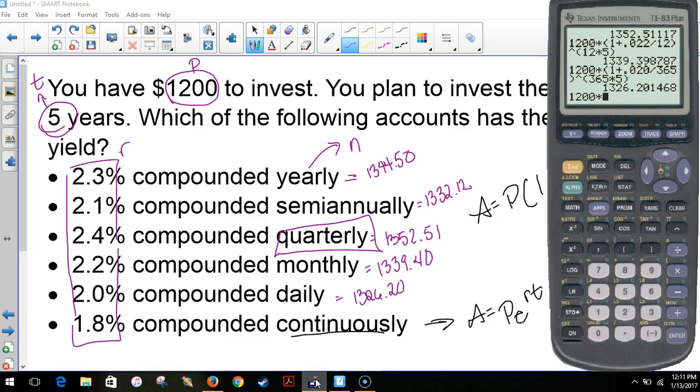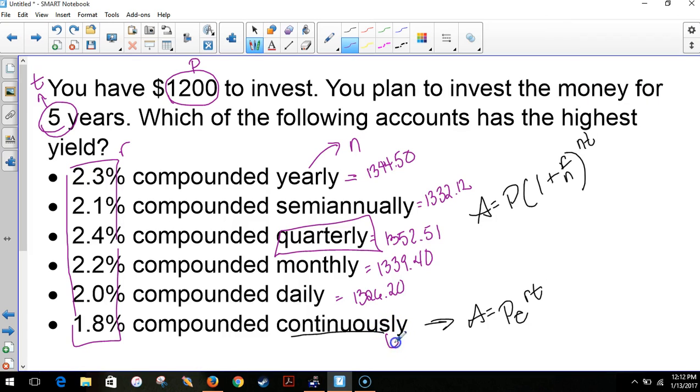P times E, which will be second ln, our rate, 0.018 times T, which is 5, and that one is 1313.01. Oh, the least of them all. So even though you're going to be getting more compounds with the continuously, it's not so much that there's a smaller rate.